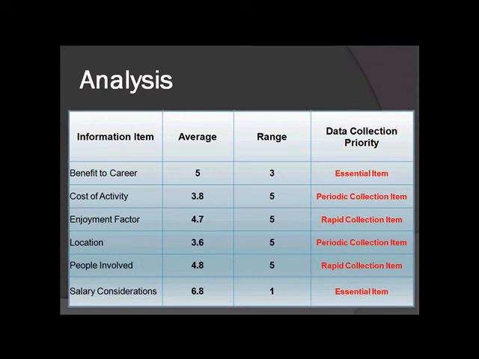For the decisions we were considering, you can see that benefit to a career and salary considerations were essential items because they had a small range and high average rating. The enjoyment factor and people involved were rapid collection items because they had a high average but a wide range as well. The cost and location were periodic collection items because they had a low average but wide range. There were no low priority information items. Using these priority considerations will allow the decision maker to collect information most efficiently and allocate resources properly by assessing where and when they are most needed.